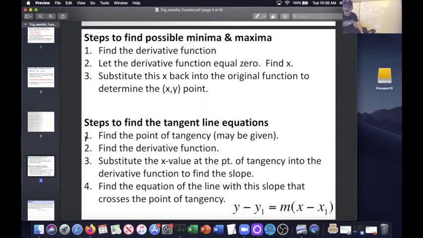Now to get the tangent line equations, first you've got to find the point of tangency. You may be given the xy point, or you may just be given the x. Once again, you find the derivative function. Now this time you've got to find the slope at the point of tangency. You don't know what the slope is when you're finding the tangent line equation. So you replace the x in the derivative function to get the slope, and then once you do that, you can use point slope form. Maybe you like to do y equals mx plus b, but I tend to show point slope form.